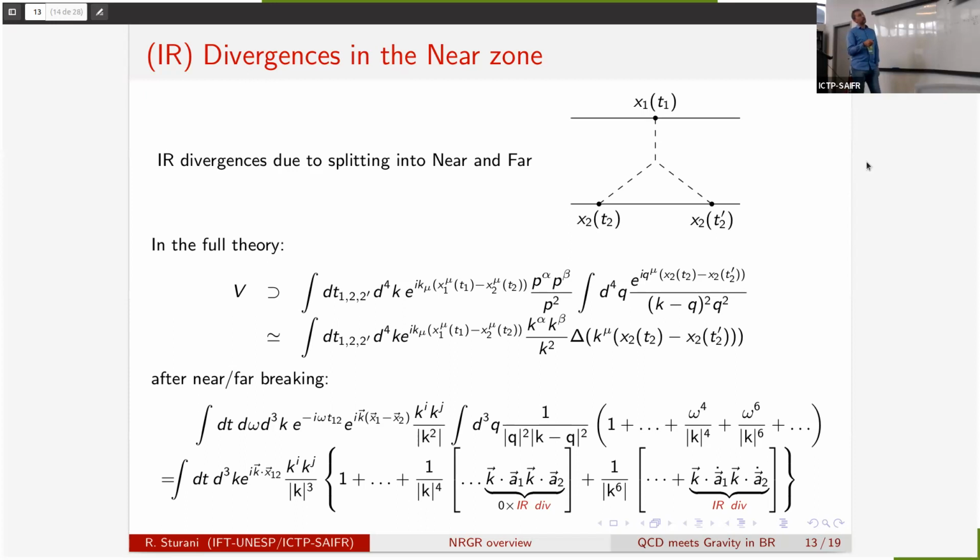So it's 10 power of k denominator. So this is the first time they give you an infrared divergence. This is another infrared divergence. It happens that the coefficient of the leading order infrared divergence is 0 because it's proportional to the derivative of momentum of the system.